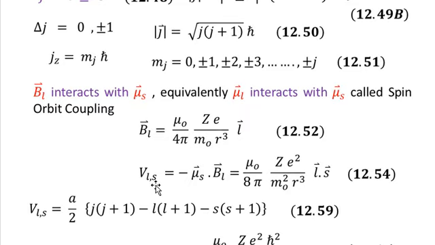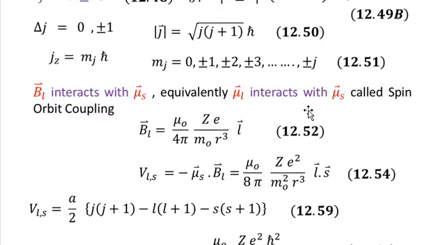VLS is actually the energy due to the spin orbit coupling, or due to the spin orbit splitting. You can also call it orbit spin coupling or spin orbit coupling. So this is the energy difference. This is the splitting energy due to the interaction or coupling between the orbital angular momentum, orbital magnetic moment and the spin magnetic moment of the electrons.